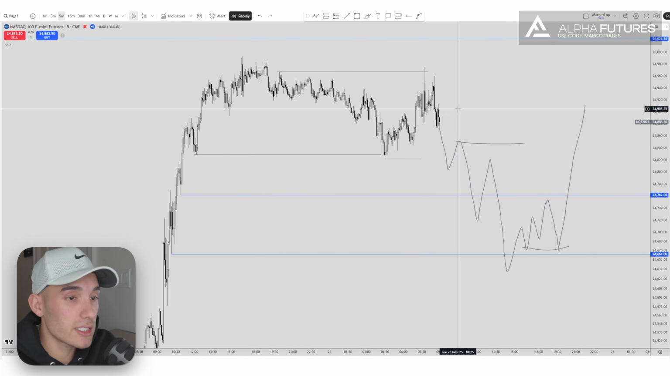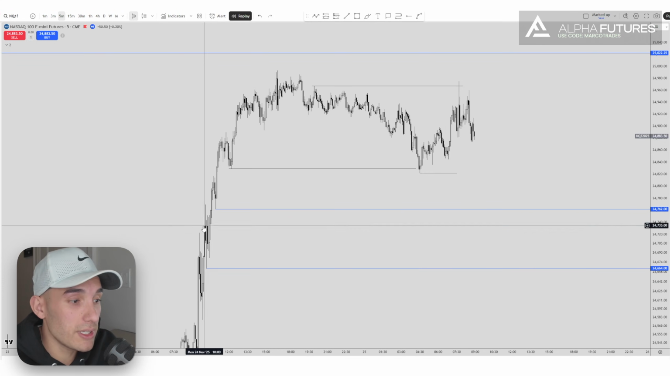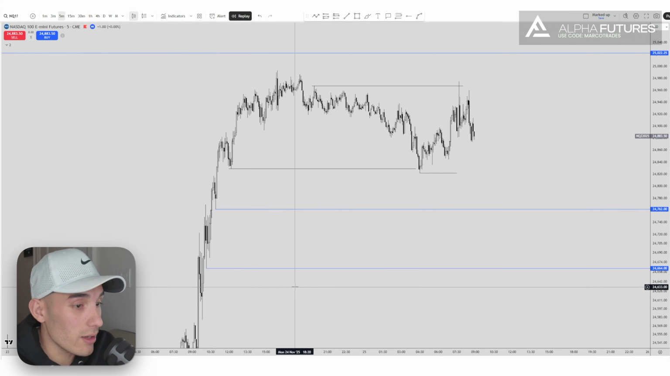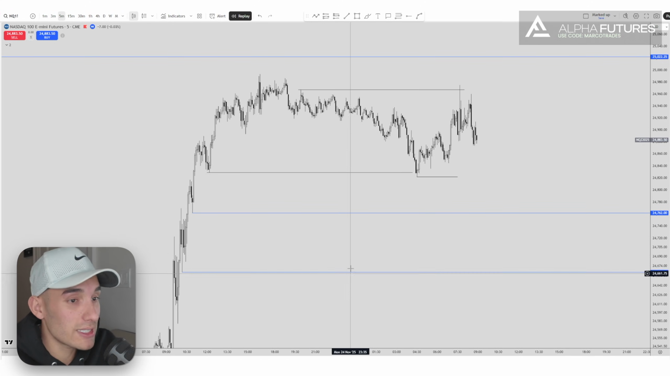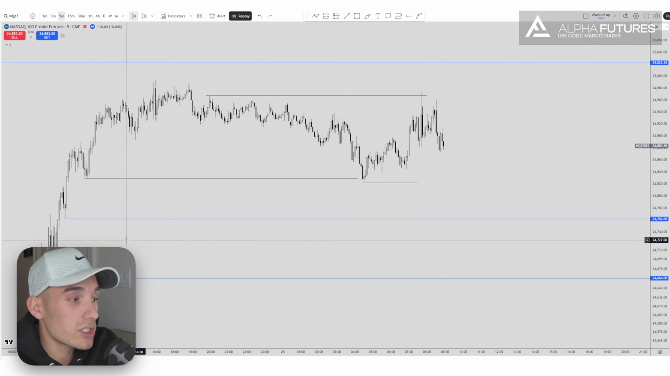So my best advice, guys, and this is something I do all the time, is when you're not sure what low needs to be taken from the left-hand side, I just wait. That's it. I wait. So that's exactly what I did to take this trade. I waited to see what lows needed to get taken because I wasn't sure what needed to get taken before we moved back up to the upside.